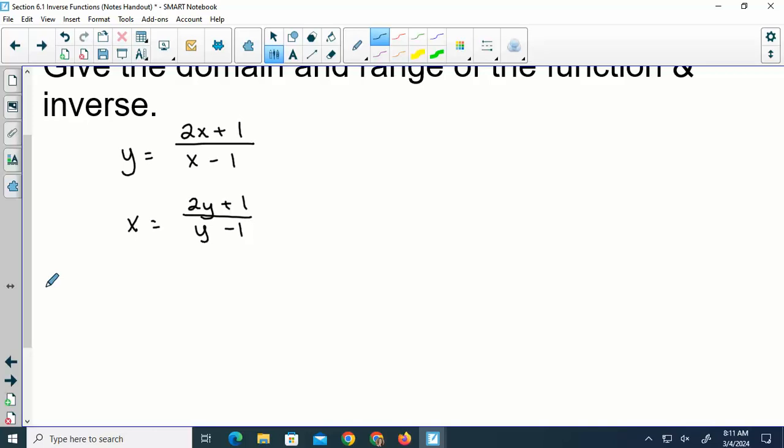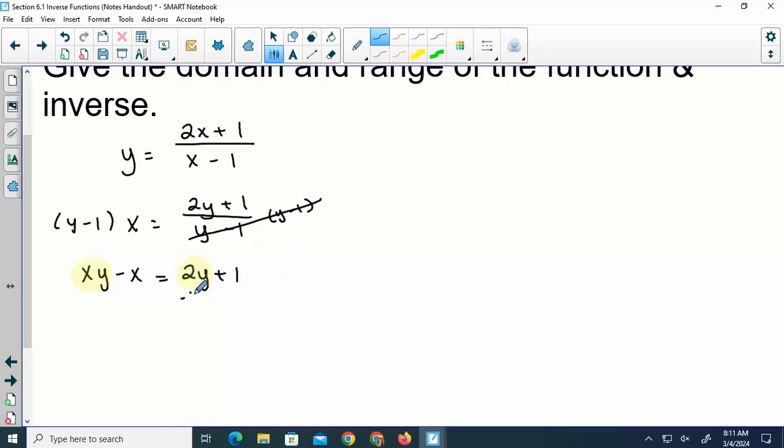Okay, if we want to get rid of that fraction, we could multiply by our denominator. So if we multiply the y minus 1 on both sides, I get xy minus x equals 2y plus 1. We are trying to solve for y, and I have two different y's. So what we have to do is get those on the same side.